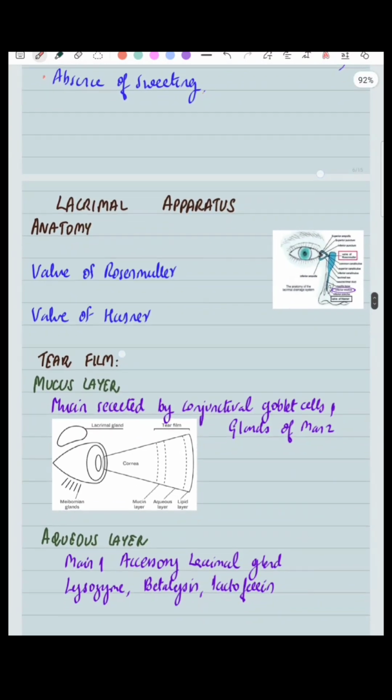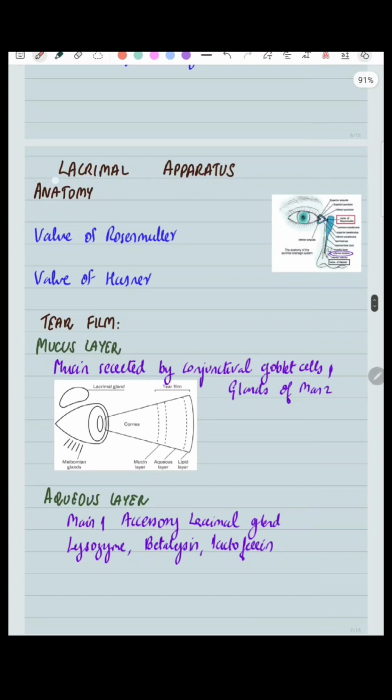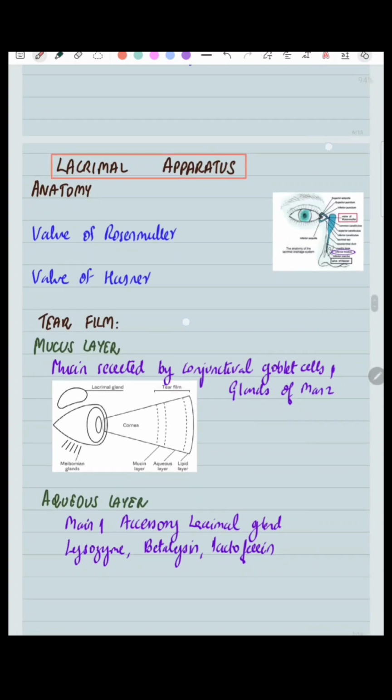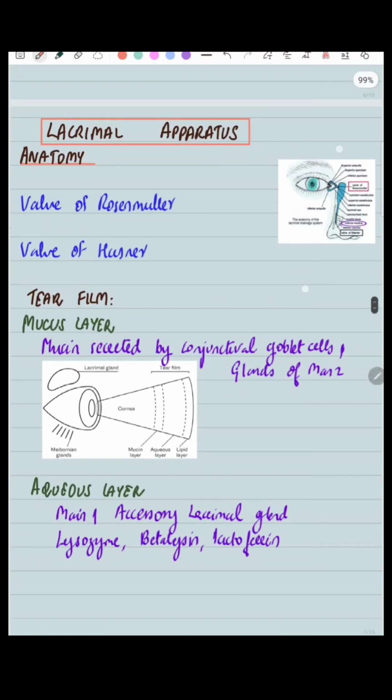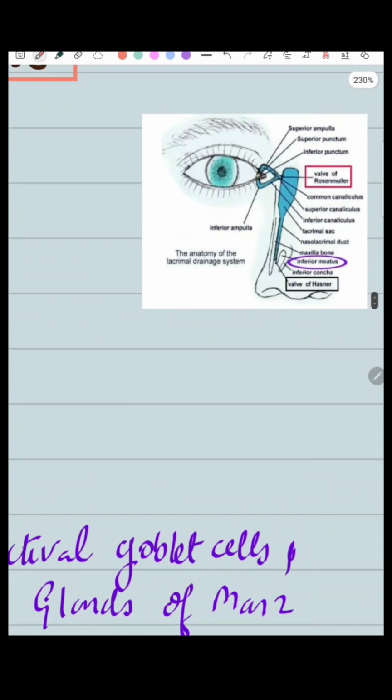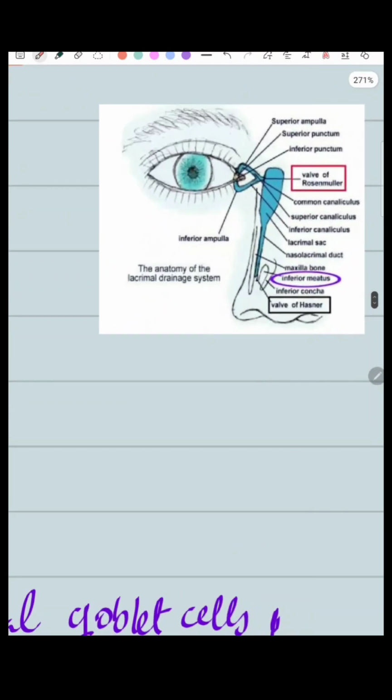Next, coming to the lacrimal apparatus anatomy. First we will come to anatomy. There are two valves, the valve of Rosenmuller and the valve of Hasner. This is the valve of Rosenmuller, present where the common canaliculus opens into the lacrimal sac. And this is the valve of Hasner, present at the lower end of the nasolacrimal duct and prevents reflux from the nose.